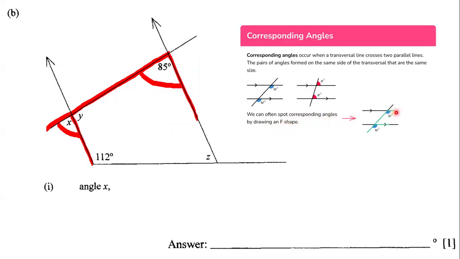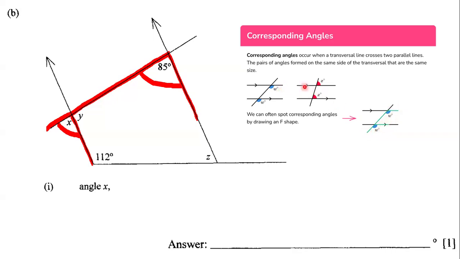And notice here is a pair of corresponding angles. So W and W, which means that corresponding angles are equal. And so corresponding angles can be spotted by drawing an F shape. And we know that corresponding angles are equal in measure.